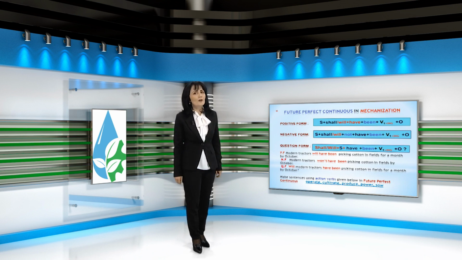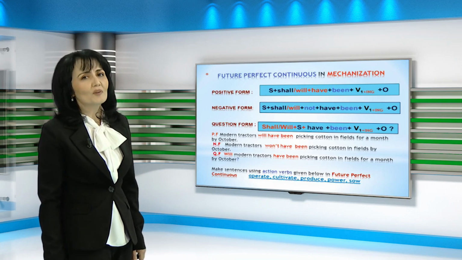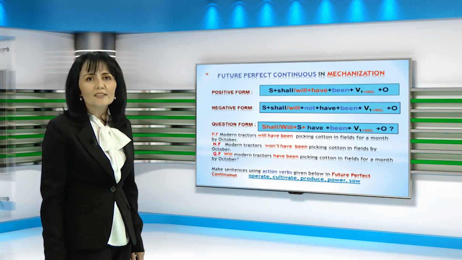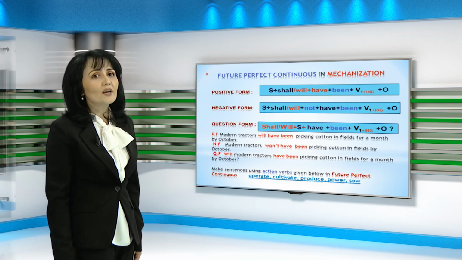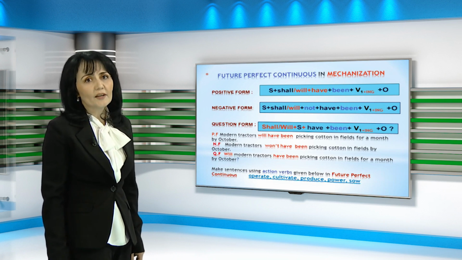Modern tractors will have been picking cotton in fields for a month by October. Modern tractors won't have been picking cotton in fields by October. Will modern tractors have been picking cotton in fields for a month by October? Remember that the future continuous, future perfect and future perfect continuous usually include time references such as by 2025, in 20 years' time, by this time next year, next week and others. For practicing, you can see several action verbs below the slide.